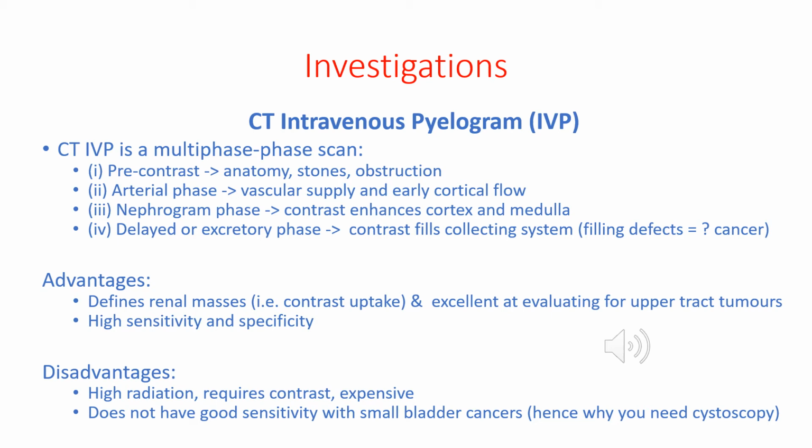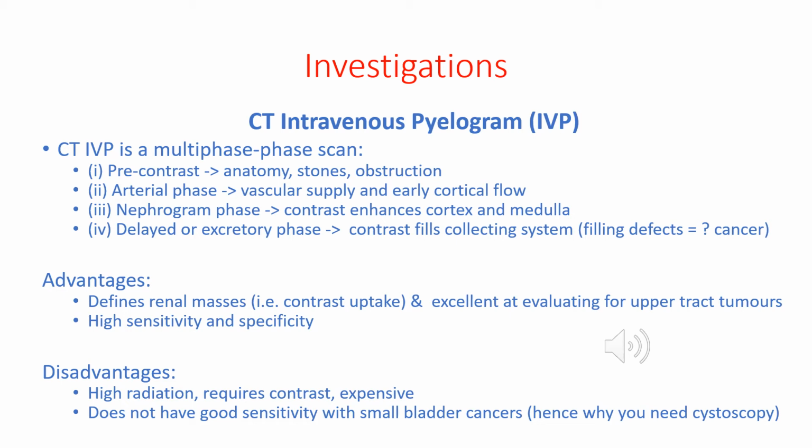The arterial phase, and all these phases are based on timing post contrast being given, and they have different utilities. The arterial phase gives you a good picture of the vascular supply and early cortical flow. The nephrogram phase gives you good images of the cortex and medulla, and whether a mass is contrast enhancing or not is actually quite important for the diagnosis. And then finally, the delayed or excretory phase is when the contrast fills through the collecting systems, and filling defects here are indicative of cancer.